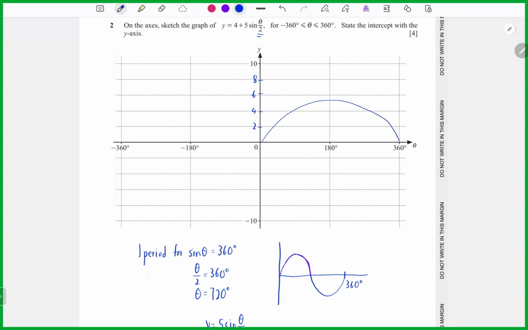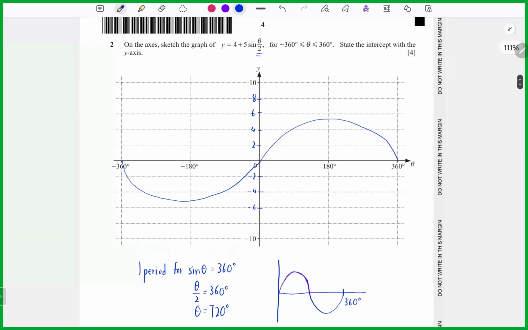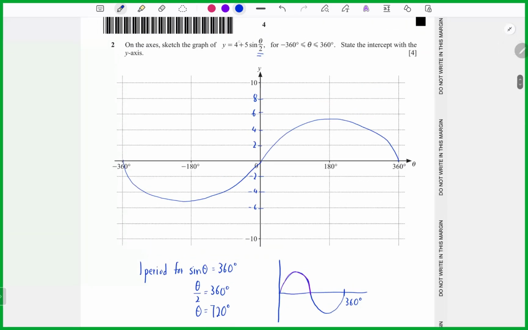Okay, draw here first. Okay, this is your sine theta over 2. So negative 2, negative 4, here is negative 6. So you can draw here. Now we need to move upwards. Upwards how many units? 4 units. You need to move upwards 4 units first.